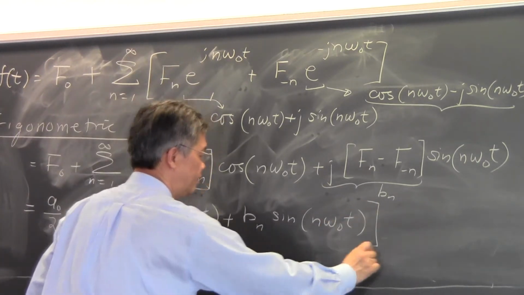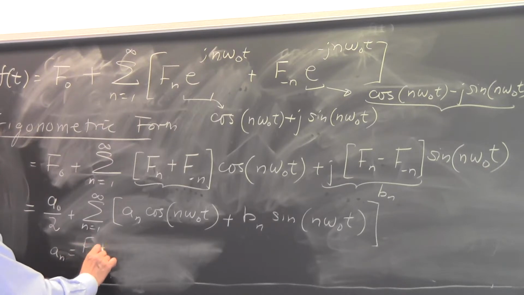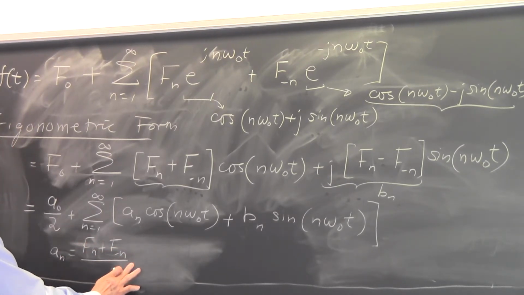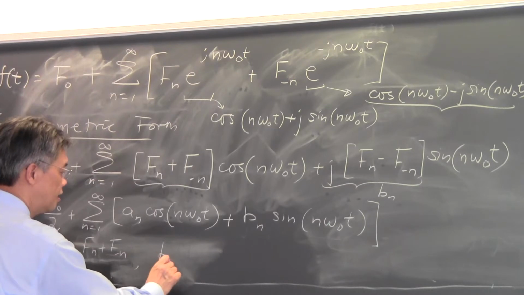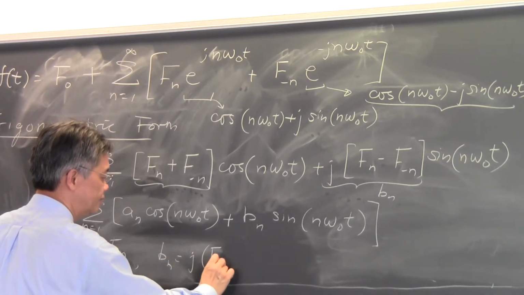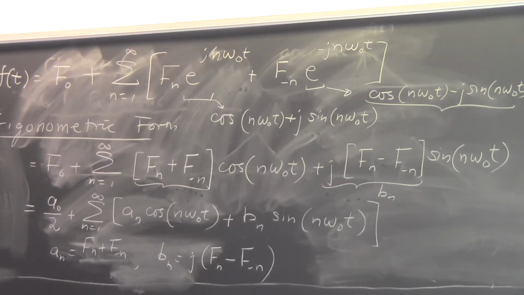And then the relationship between the trigonometric form and the exponential form is that a sub n is f sub n plus f sub minus n, no 2, right? Just that. And then b sub n is just equal to j times f sub n minus f sub minus n. That is the relationship between the exponential form and the trigonometric form. If you know the exponential form, you can rewrite the Fourier series in terms of trigonometric form very easily.